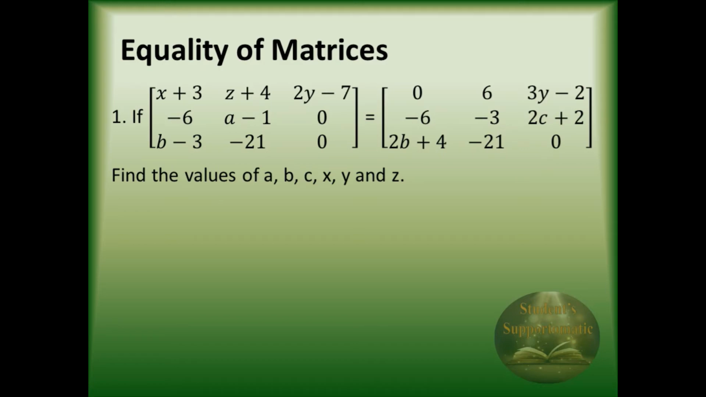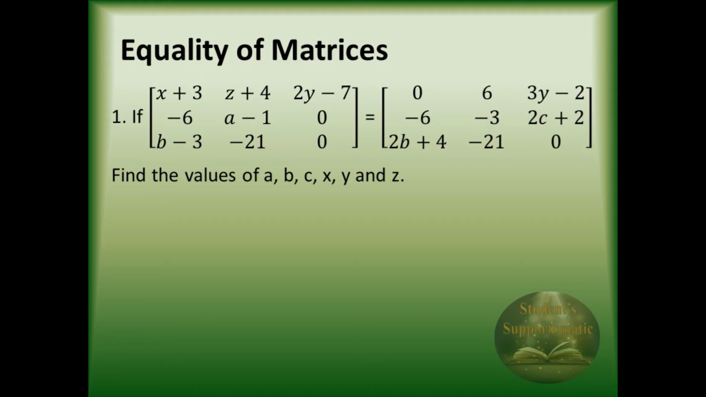Now we'll solve one problem on equality of matrices. Given: if the matrix with entries x plus 3, z plus 4, 2y minus 7, minus 6, a minus 1, 0, b minus 3, minus 21, 0 is equal to the second given matrix, find the values of a, b, c, x, y and z.